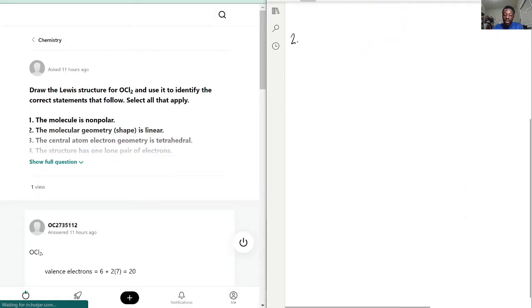This is going to be another Lewis structure question. It's asking us to draw the Lewis structure of oxygen dichloride. I would assume that would be what it's called.